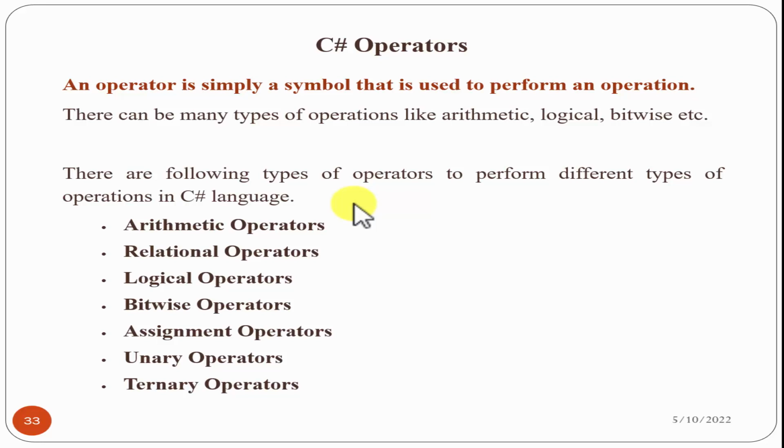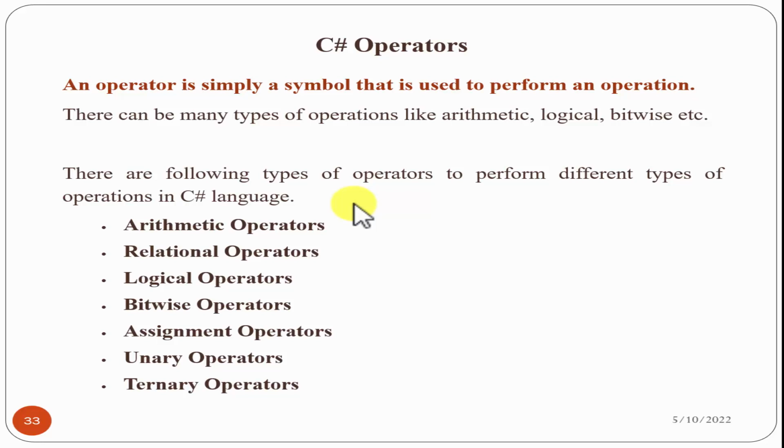Now what are the binary operators? Binary operators are those where we need two operands to perform any operation. Two operands means A plus B, A minus B, A multiplied by B, which are arithmetic operators. These all are binary operators. Relational operators: A less than B, A greater than B, A less than or equal to B, A greater than or equal to B. These all are binary operators.